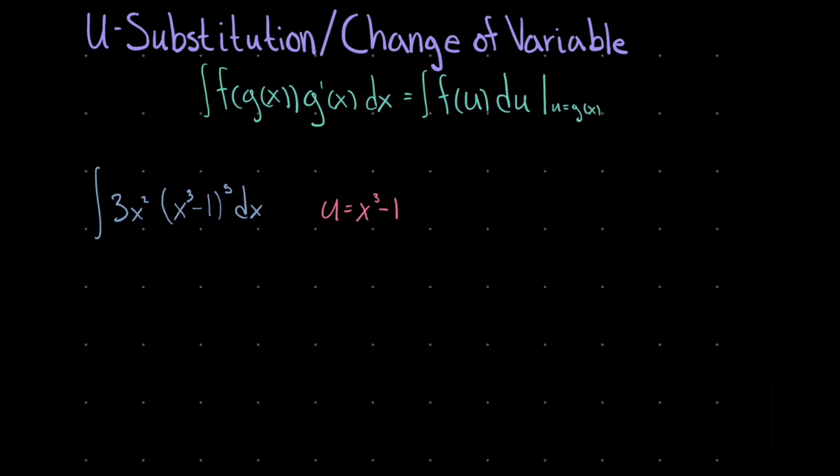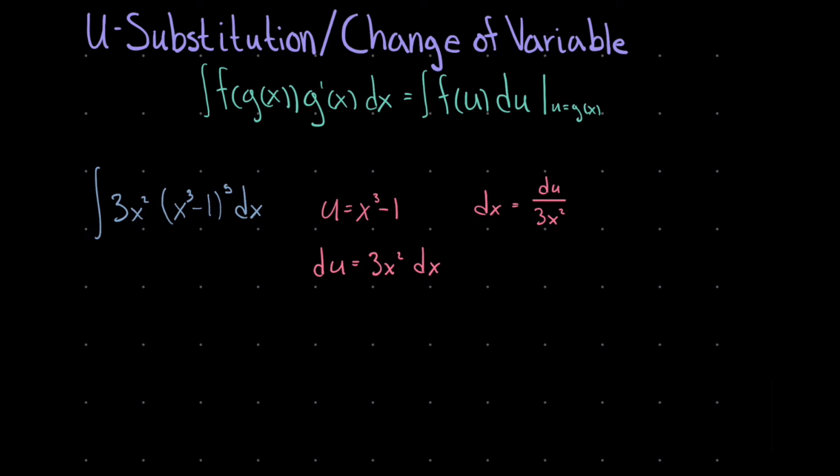Our next step is to take the derivative of both sides. So here we have du is equal to, by the power rule, 3x squared dx, because it's the derivative with respect to x. Notice how in our question we have dx alone. So what we want to do is take this equation that we've just got and isolate for dx. So we get that dx is equal to, by rearranging, du divided by 3x squared.